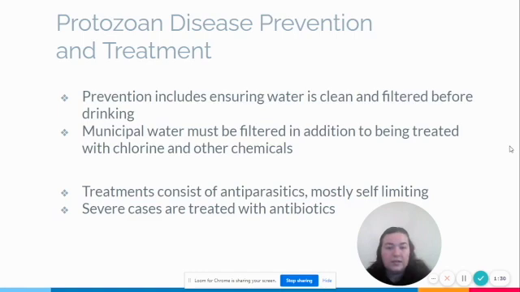Treatments for this disease are antiparasitics, but it is mostly self-limiting, and severe cases are treated with antibiotics.